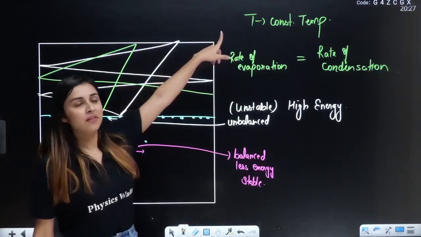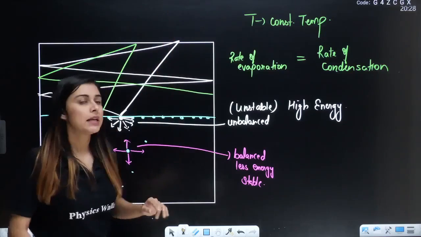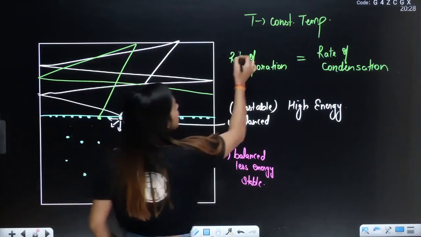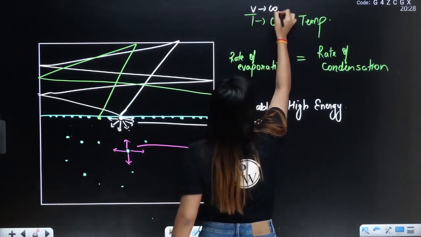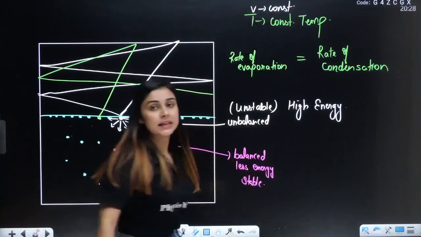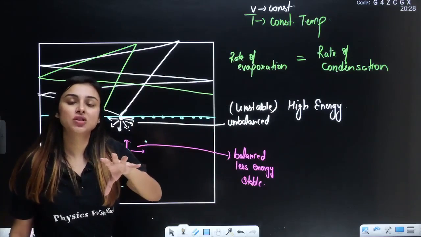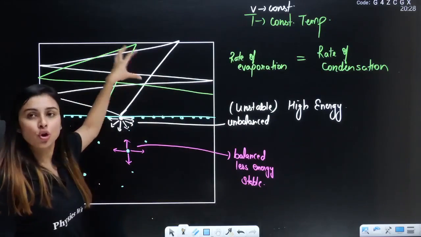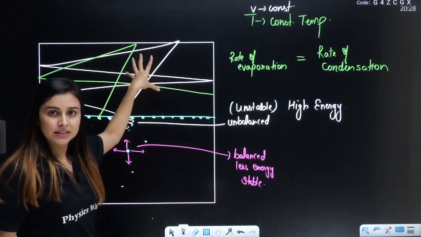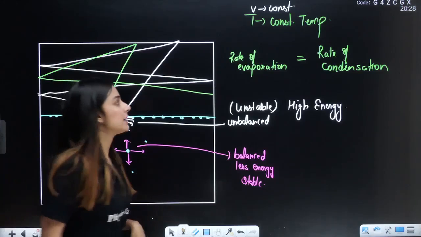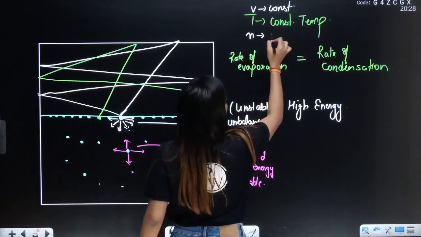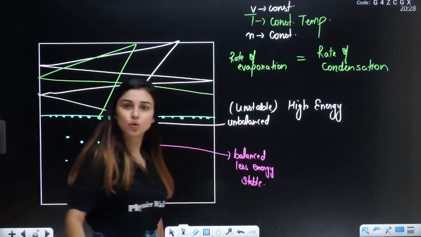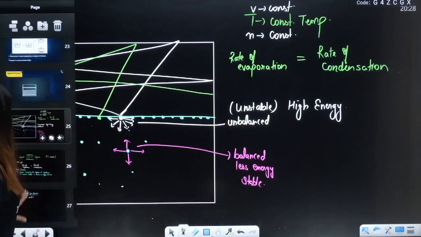You see, I have kept the temperature constant. Since it is a closed container, my dear students, can I say that volume is also constant? Right? And when the equilibrium is achieved, the moles of vapors in the vapor state will also be constant. So we can say that n, the moles of gas, will also be constant. I hope this is clear. We are going to use this concept here.